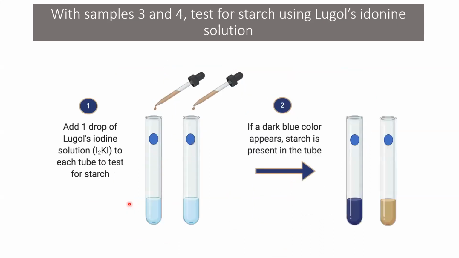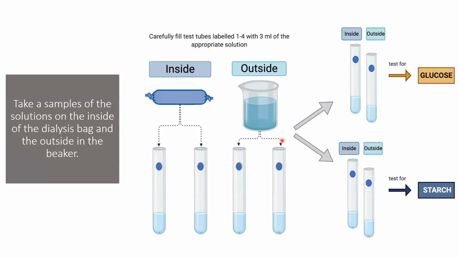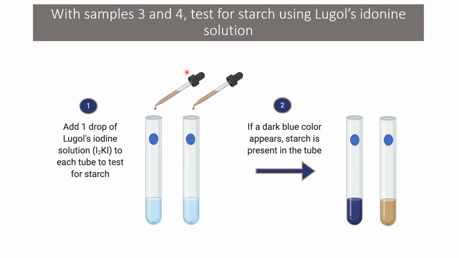And then you will also look for starch, and to test for starch, you're going to use iodine. So iodine initially is an amber-like color. You put a few drops of iodine into each, I think it's just 1 drop of iodine into each test tube. And when you do this, it's 1 test tube from inside the bag and 1 test tube outside the bag. And then if a dark blue color appears, that indicates that starch is present. If it retains this amber color, it's not present.